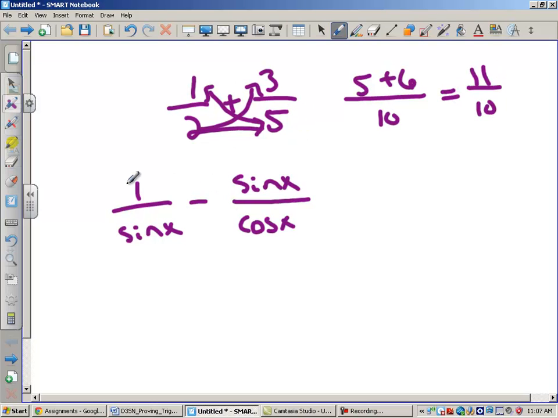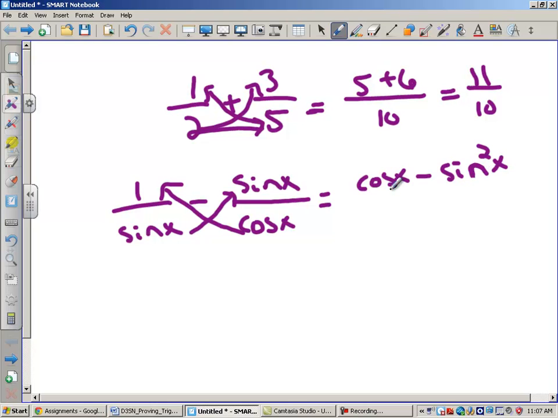This also works for rational expressions in subtraction. And with this, you do bottom right times top left. That goes first. And then this is minus. And then sine times sine is sine squared. And then on the bottom, you've got sine times cosine. So this is a quicker way of adding or subtracting fractions, not having to mess with common denominators.